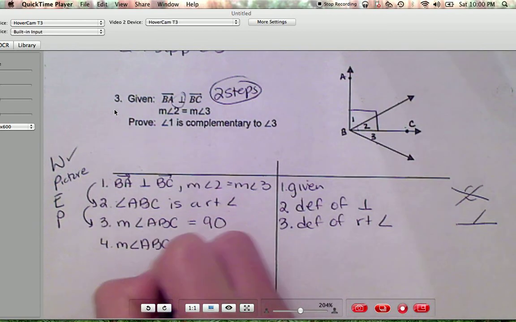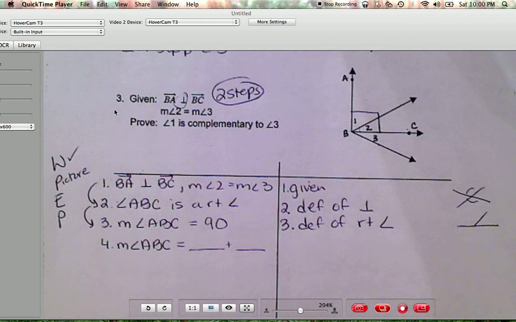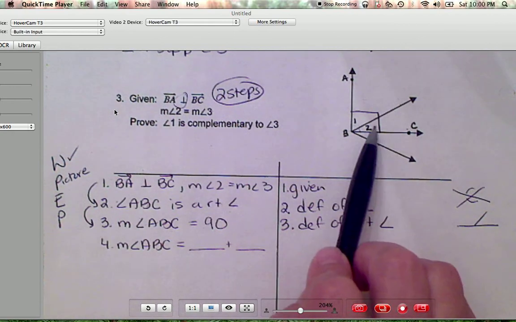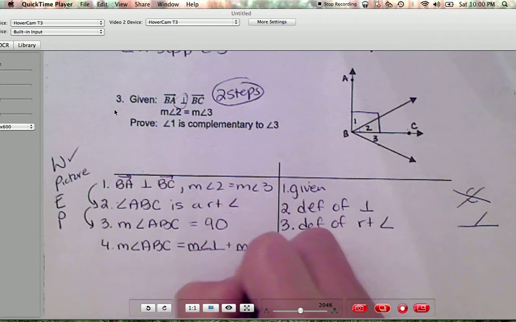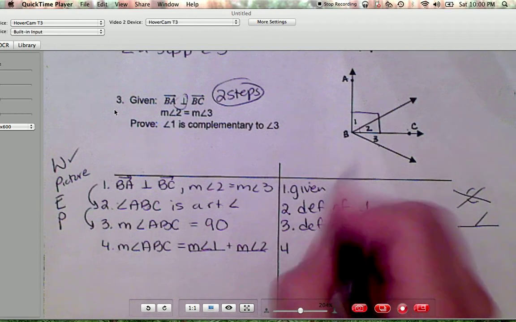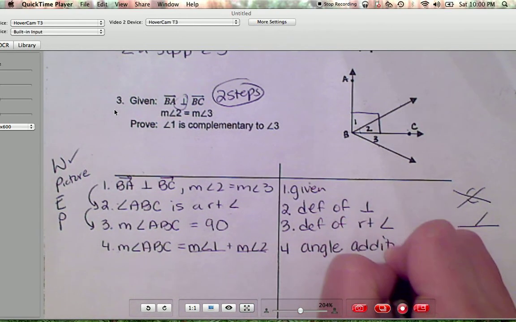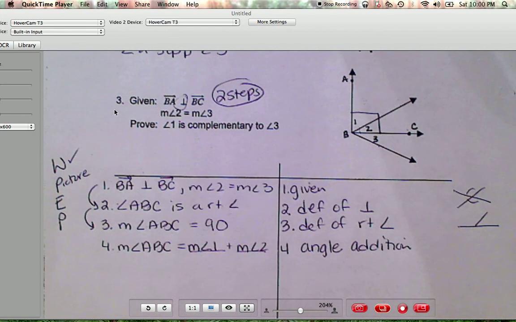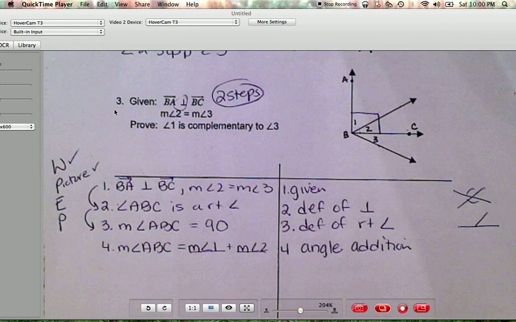The measure of angle ABC is made up of what 2 parts? 1 plus 2. So the measure of angle 1 plus the measure of angle 2. And anytime we do whole equals part plus part, that's always angle addition. Now, we've gone to the picture. That's the only thing we can find. So we move on down.